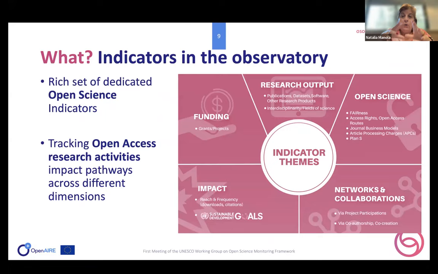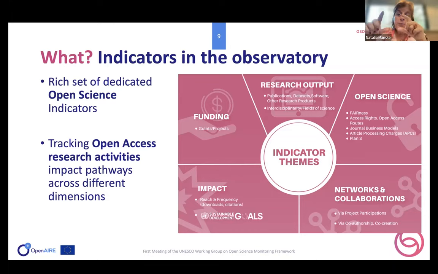So what we are trying to get is something very concrete, very practical, very to the point. If you see this, we have these indicator themes. We have on one part the input and the funding. Then we have the research output. We have open science, so this is where we need to delve in. And then the networks, collaboration, and impact.